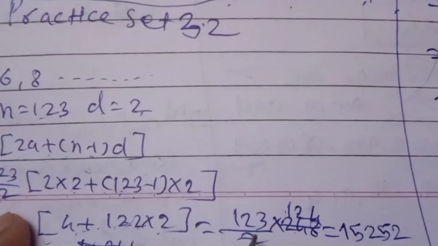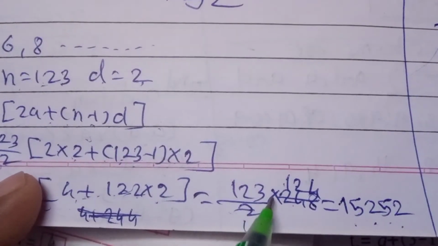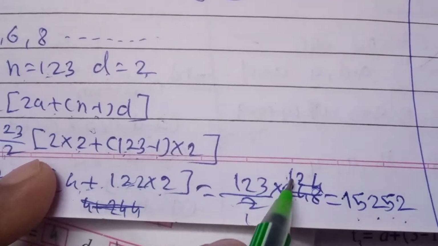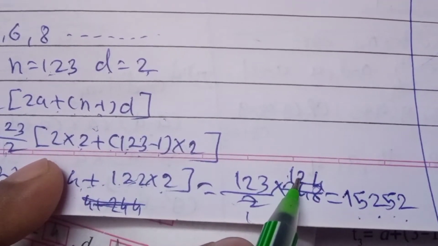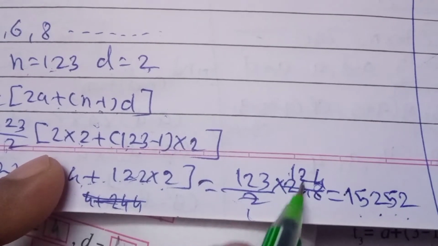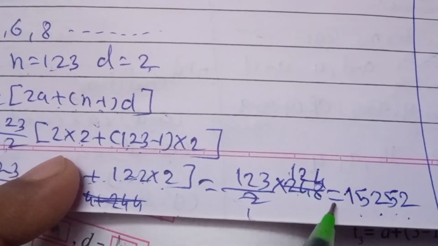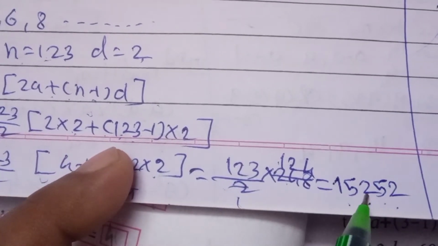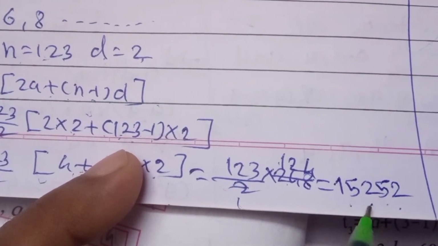So 123 by 2 into 248. 2 into 4 is 8, 2 into 2 is 4, 2 into 1 is 2. So 123 into 124 is 15,252, that is the answer.